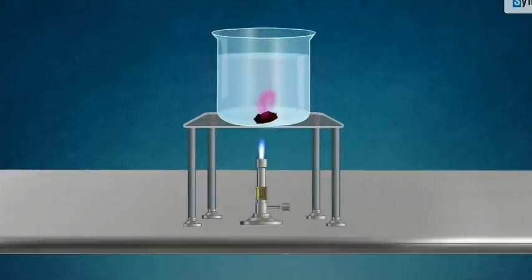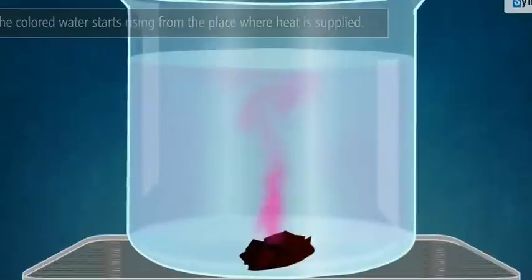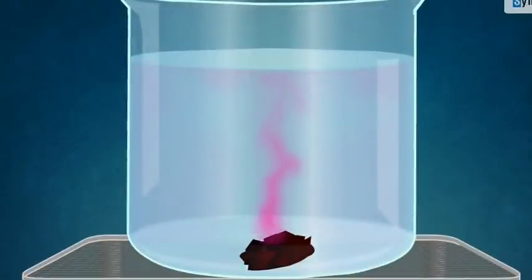Observe that the colored water starts rising from the place where heat is supplied. Molecules of hot water vibrate faster, and therefore when hot molecules strike the colder molecules on the way up, they transfer their energy to them. Soon the vibrations reduce and the rising water becomes cold and heavy and comes down along the sides of the vessel. After it reaches the bottom, it gets heated again and rises up, creating a convection current.